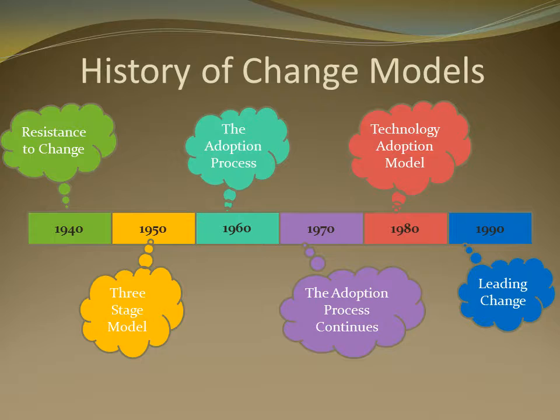In 2002, Kotter, along with Dan Cohen, wrote another book named The Heart of Change. The information shared in these books gave leaders a new perspective for organizational change.